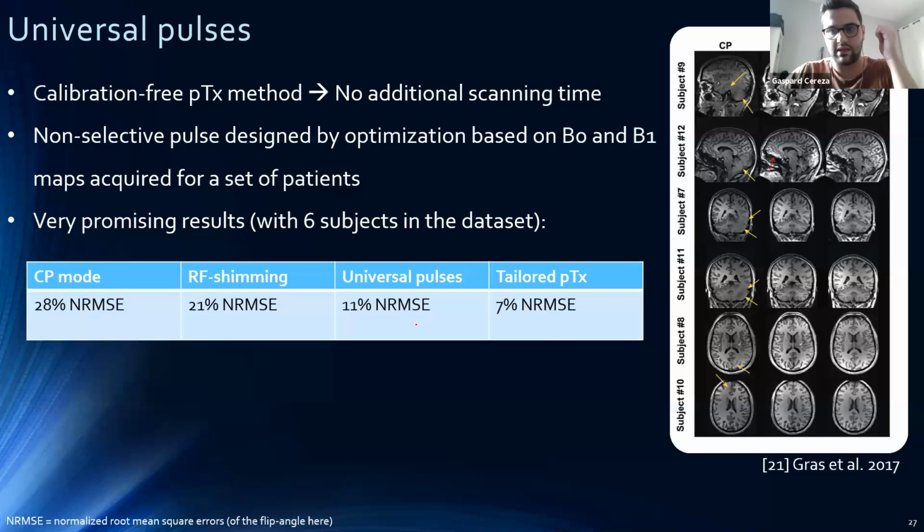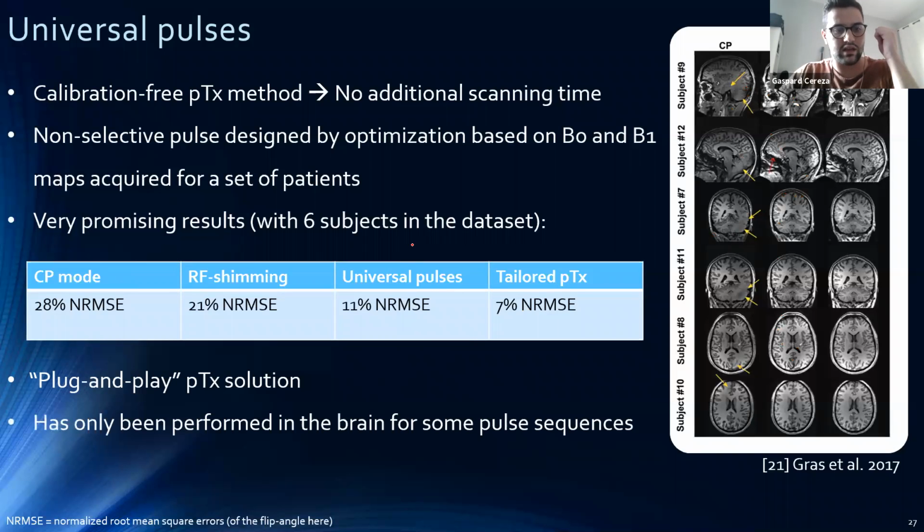the universal pulses. But it's pretty interesting, and we can see here on the images that the number of artifacts can be reduced, and that the images are more homogeneous. So yeah, that works really well. And it's a plug and play solution. So it's almost invisible for the user of the scanner, because you will just have to select the pulse that you want and the scanner will do the rest.